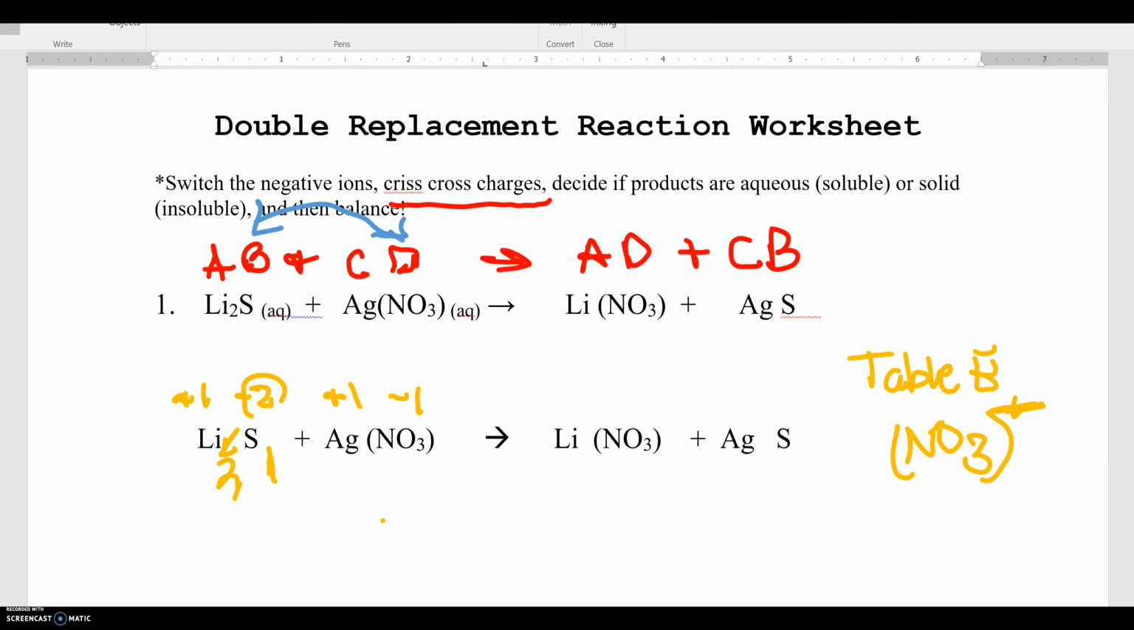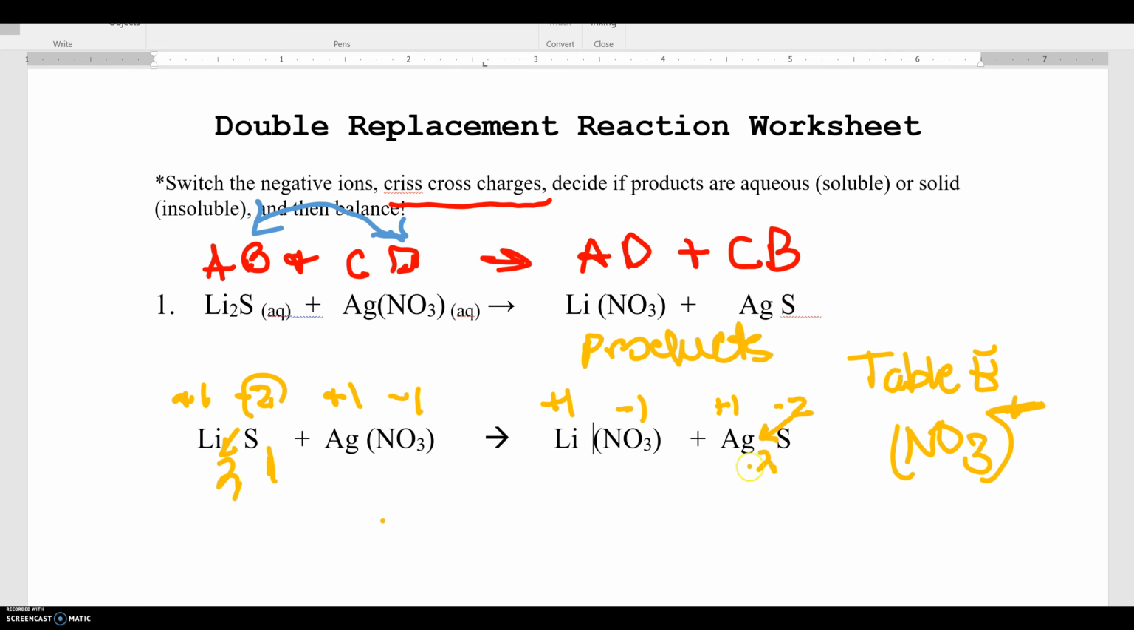So on the product side, these, as you remember, are products, right? On the product side, this has a -1 and this has a +1 charge. So they even each other out, so I don't need any changes in the subscripts there. Sulfur has a -2. We said that before. Silver has a +1. So I really do need, I'm going to crisscross this down. I really need 2 silvers, and I'm just going to have 1 sulfur, so I'll just leave it like that.